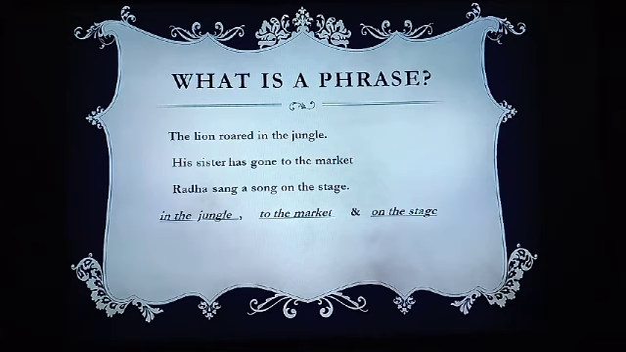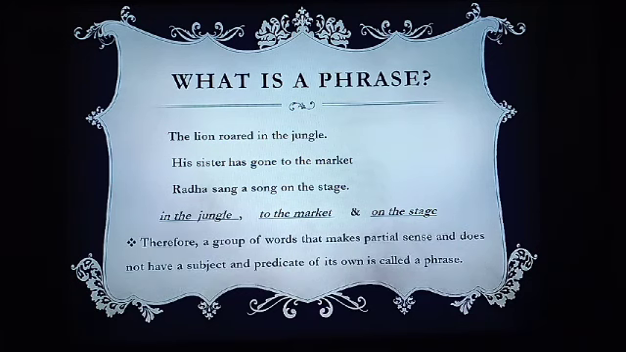In the jungle. Who is in the jungle? Not mentioned here. To the market. Who has gone to the market? Again, there is no subject. On the stage. Who has done what on the stage? Not at all discussed. No subject and no predicate. Thus, a group of words that makes partial sense and does not have a subject or a predicate of its own is called a phrase.